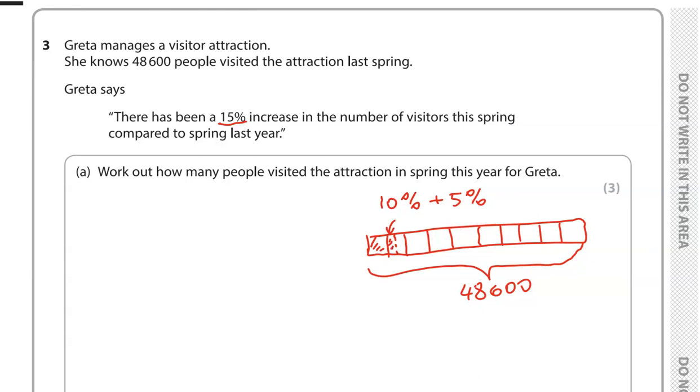So to work out 10%, all I'm going to do is divide 48,600 by 10, because this is just 1/10 of the whole thing. Now you could go through the long way of working this out, but since the number ends in zeros, there is a shortcut. So all you do is you knock off a 0.